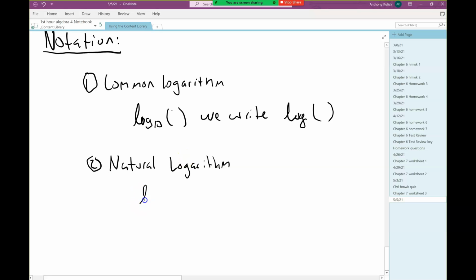So the other one we said was the natural logarithm. That's log base e. Remember, e is that number we talked about yesterday, about 2.7182, or 1828, excuse me. But we don't write log base e. We're going to write ln. So when you see ln, you need to recognize that as log base e. The base of that logarithm is that number e.